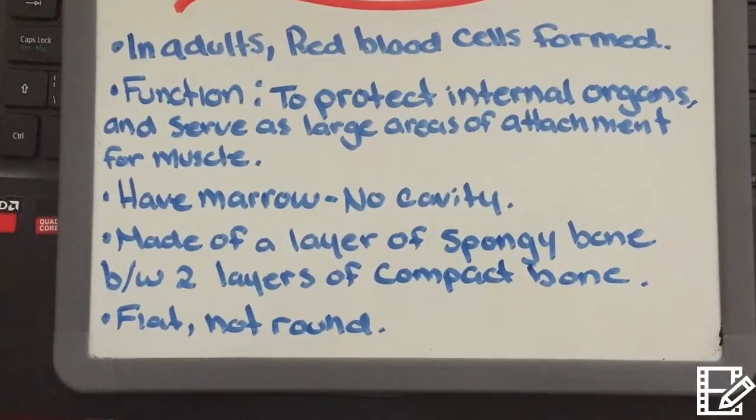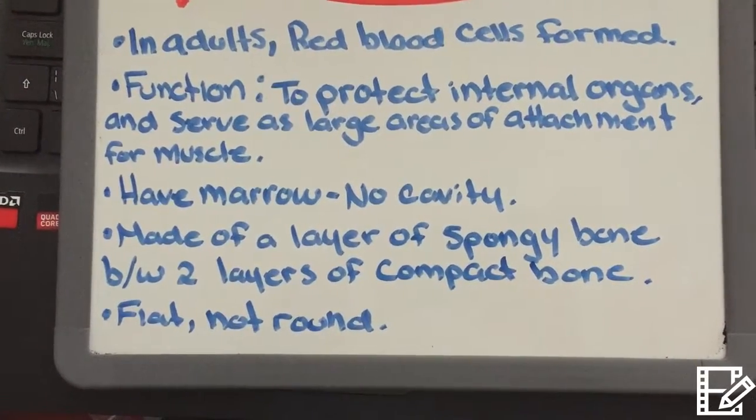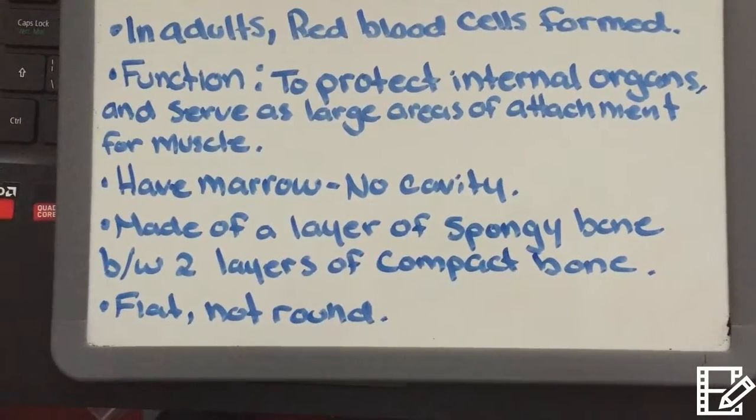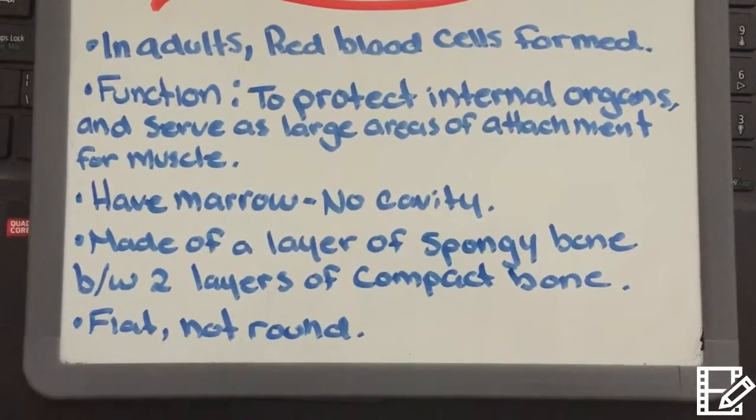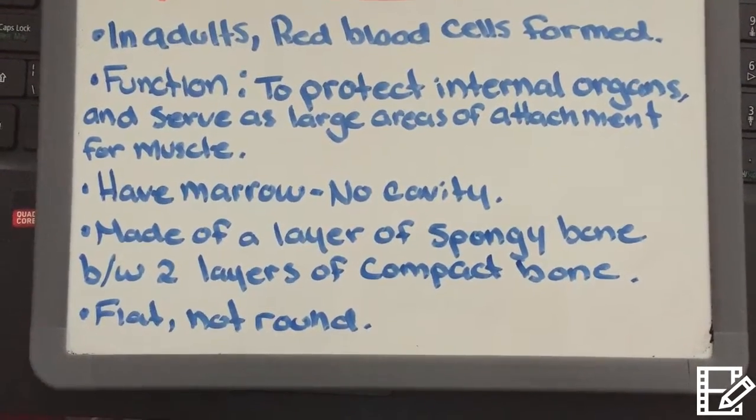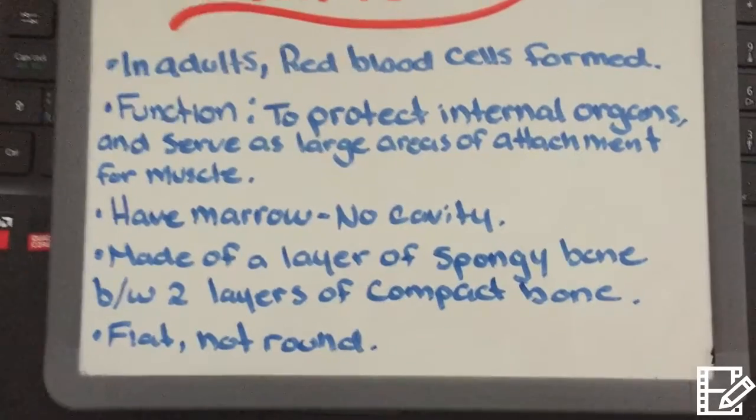Flat bones are made up of a layer of spongy bone between two thin layers of compact bone. And they have a flat shape, they aren't round. And flat bones have marrow, but they don't have a bone marrow cavity.